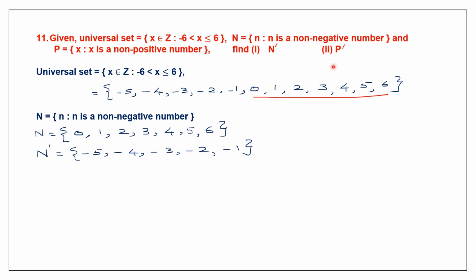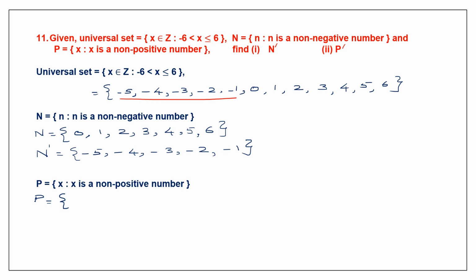Now P dash is what we have to find out. So first, what is P? The elements of P are x is such that x is a non-positive number. That means it's a negative number. So from the universal set, we pick out all the negative numbers, leaving out the positive numbers. So let's write all the elements of P. That means all the negative elements from the universal set. Let's write it down. That will be minus 5, minus 4, minus 3, minus 2, minus 1. These are all the negative numbers.